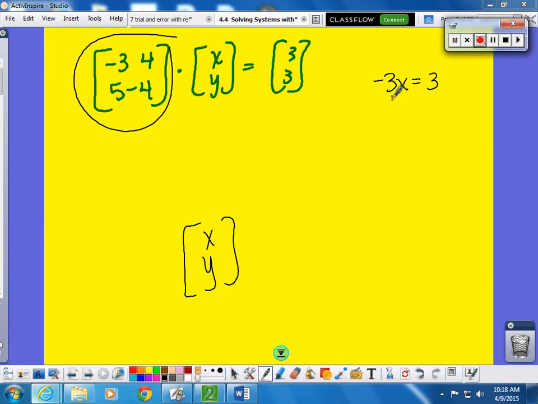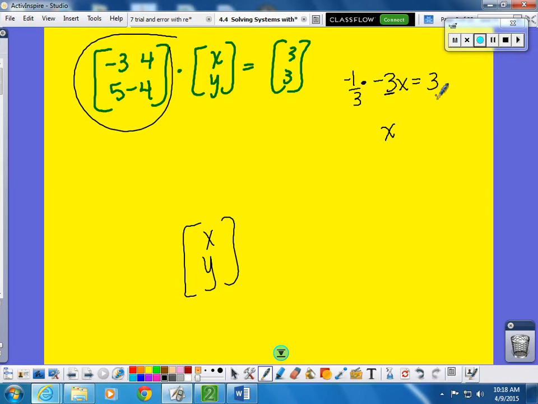Alright, so just like solving a simple equation, division of matrices is not defined, so I can multiply both sides by the inverse of this number to get rid of it so that I'd be left down here with a 1x. Now, here's a cool thing to think about too.